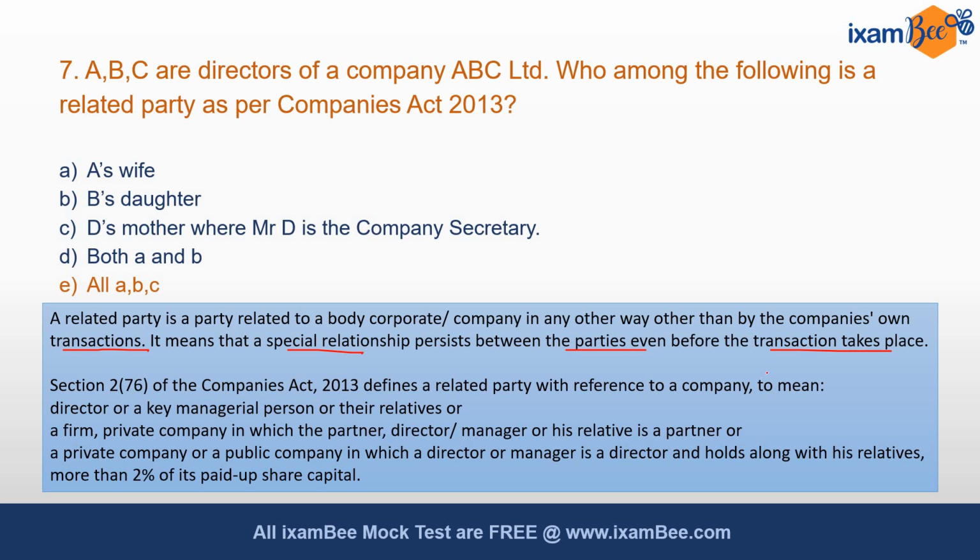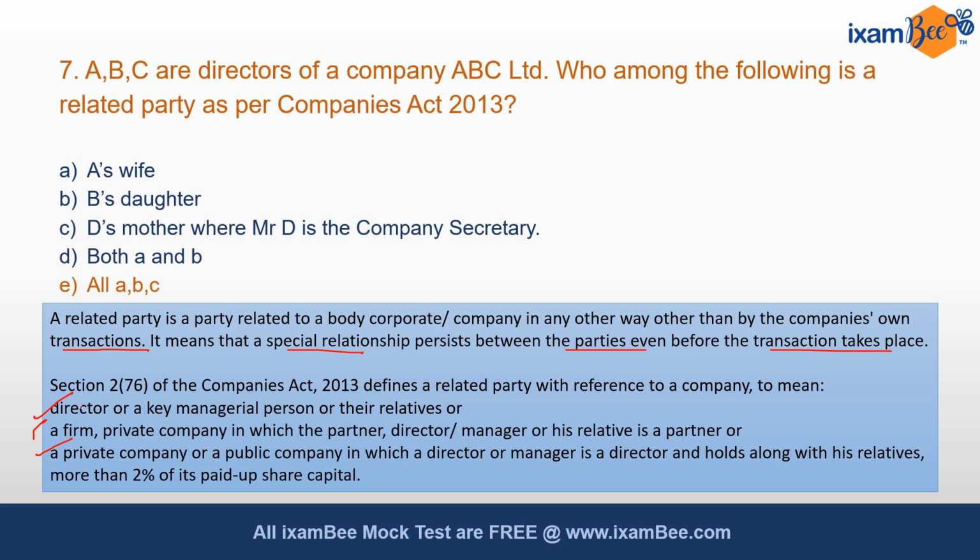Section 276 of the Companies Act 2013 defines a related party with reference to a company to mean a director or key managerial person or their relatives, a firm, private company in which the partner, director or manager or his relative is a partner, a private company or a public company in which the director or manager is a director and holds along with his relatives more than 2% of its paid up share capital.